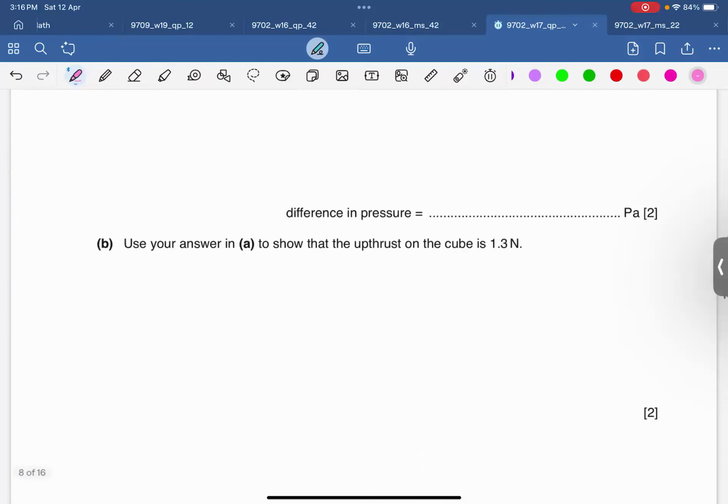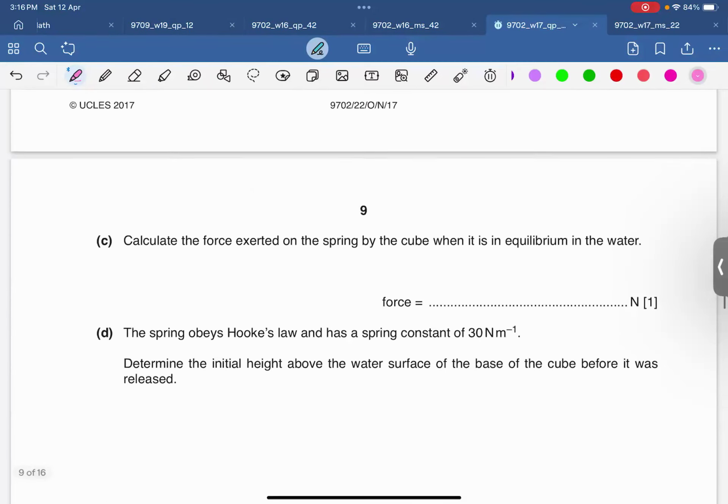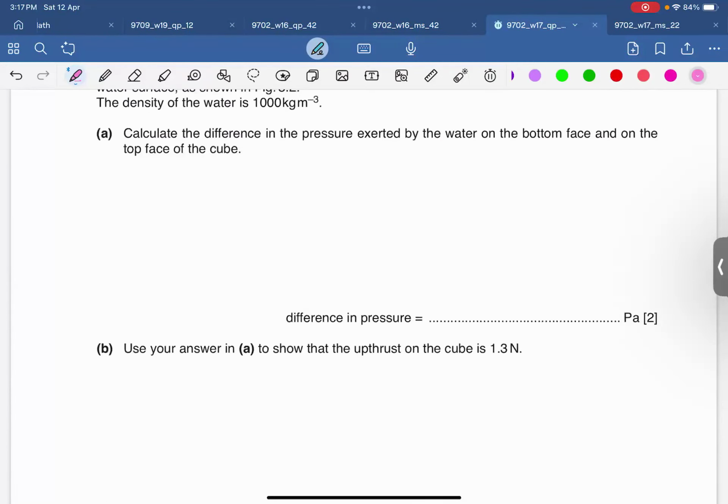And then the upthrust and the force. Try these two parts, guys, quickly.